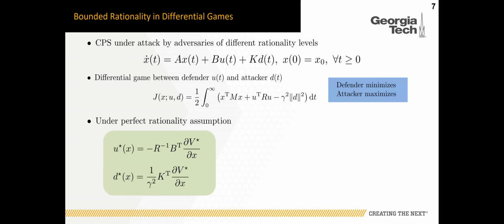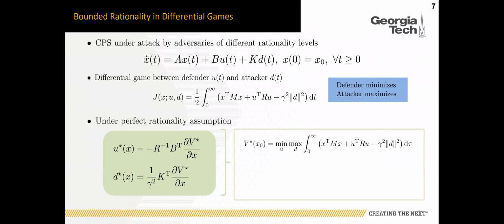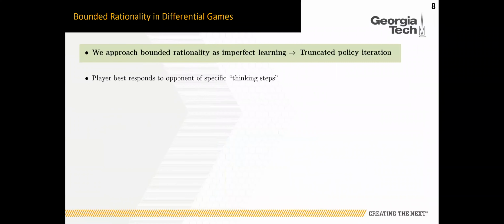Of course, if you do the rationality conditions, you can find the optimal u and the optimal d. This is kind of straightforward. And then if you put those back into your Hamiltonian, you'll find the famous Hamilton-Jacobi-Isaacs equation. But all these things assume perfect rationality, and they eventually converge to the Nash equilibrium. But we will take it one step further, and we will not assume infinite rationality like what happens in a Nash equilibrium. So let's see how we can do that.